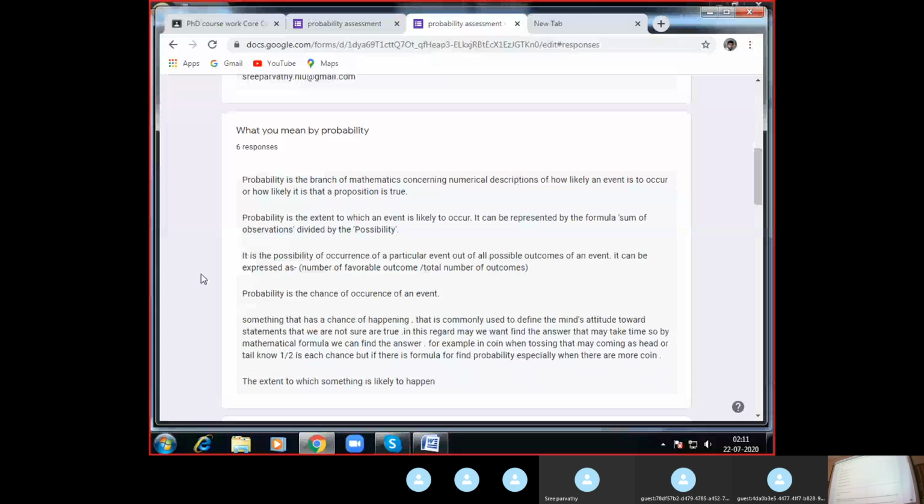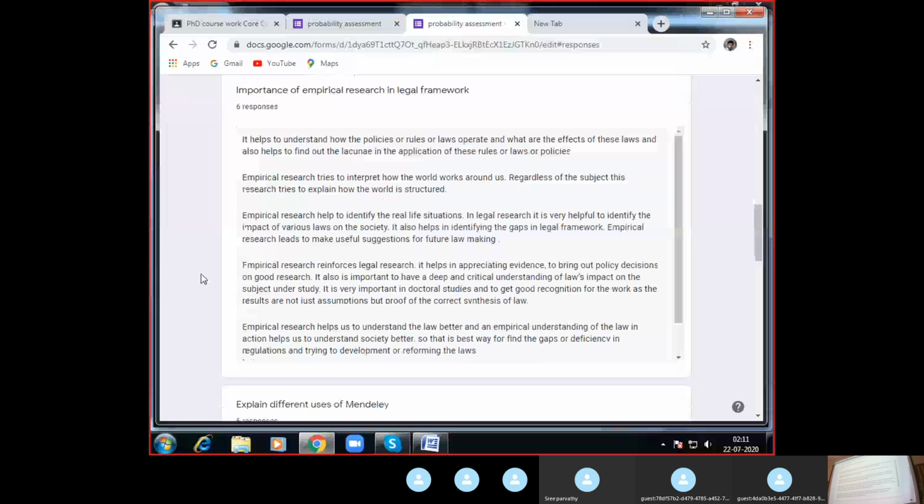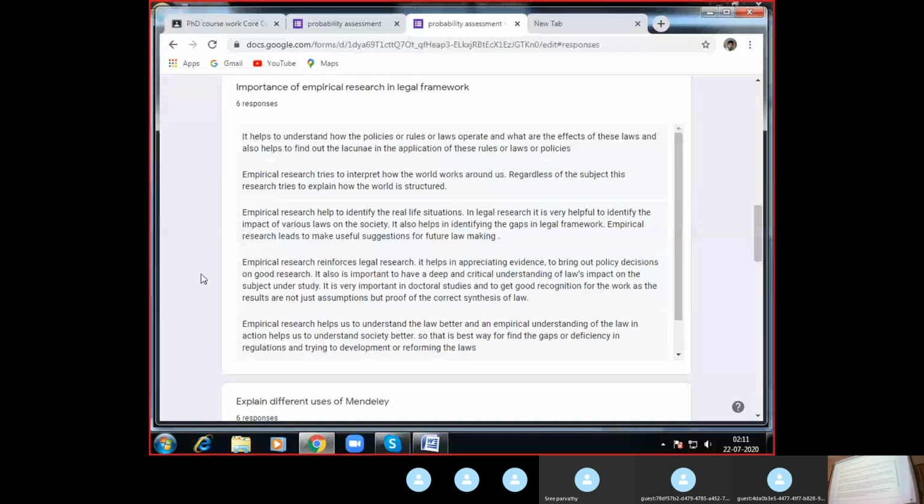In legal research, the other question is the importance of empirical research in legal. It helps to understand how the policies or rules or laws operate and what are the effects of these laws. Empirical research tries to interpret how the world works around us, regardless of the subject. This research tries to explain how the world is structured. Empirical research helps to identify real life situations. Very true. Empirical research reinforces legal research.